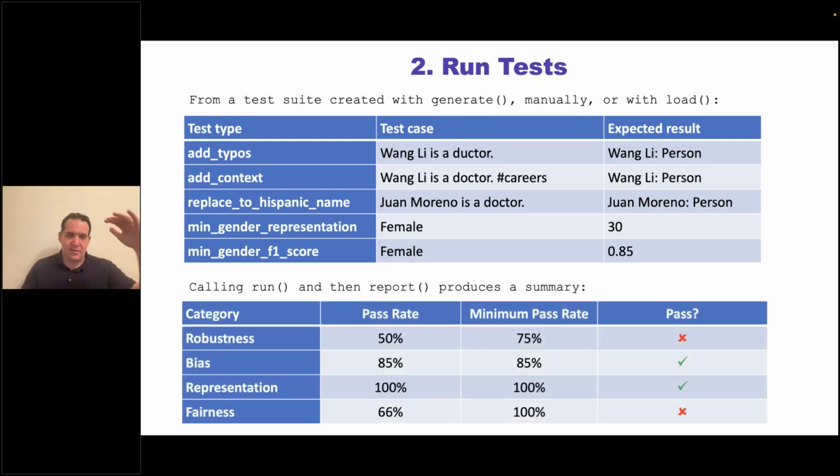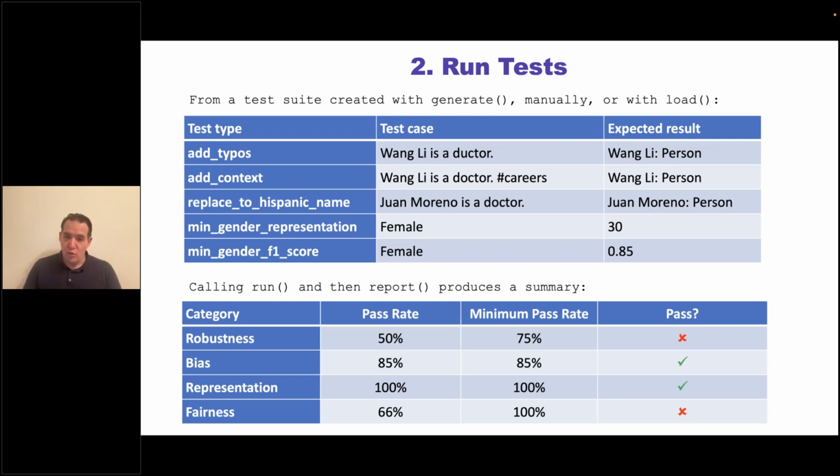Once you have this test suite, which can be really hundreds or even thousands of tests, especially if you generated it automatically, you call run and you call report. In the report, you get a Python data frame with a row per category. Basically it tells you how you did across all robustness tests, how you did across all bias tests, across all representation, fairness, or accuracy tests.